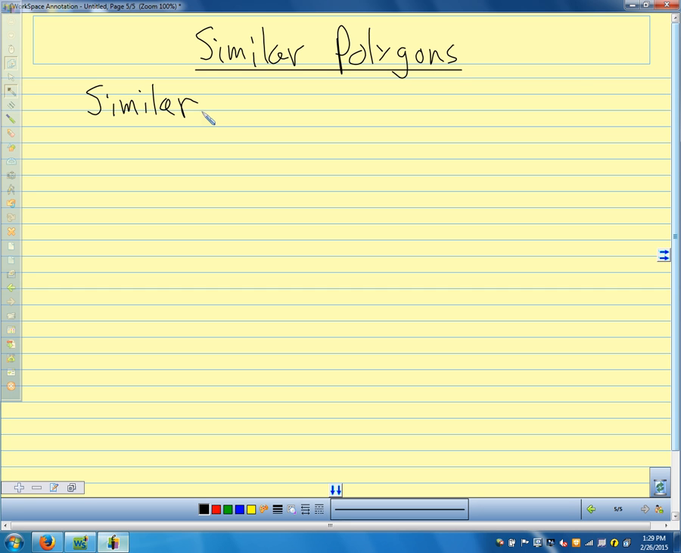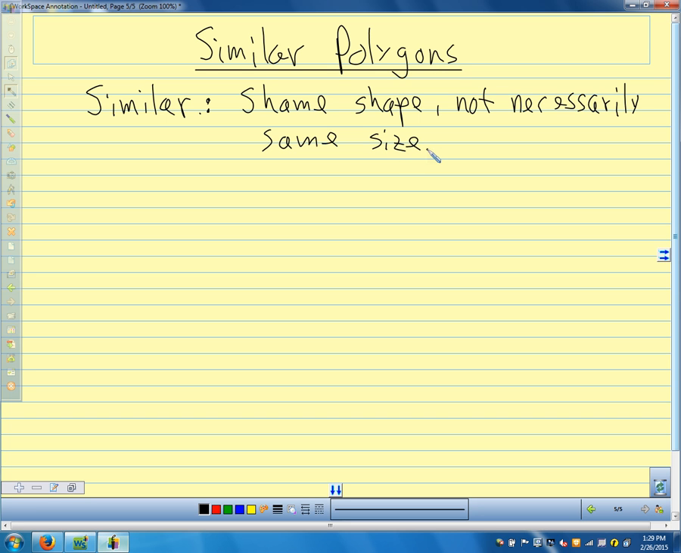Would a triangle be congruent to a square, or similar to a square? Same shape, right? But different side lengths or different sizes. So that's going to be our everyday definition of similar: the same shape, but not necessarily the same size. Because could something be similar to itself? Yeah, it's the same size.